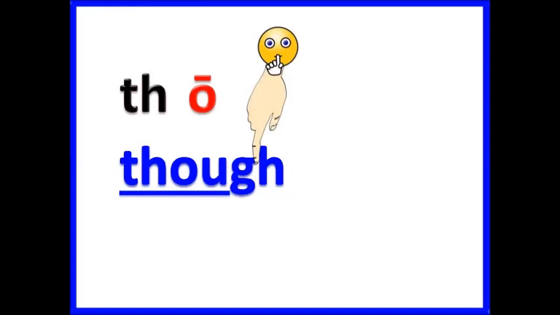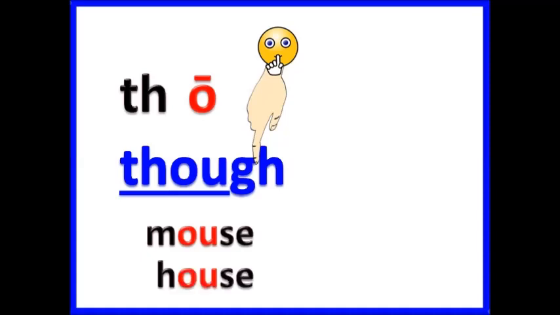Though, th, o, though. GH is silent. OU, normal sound for OU is ow, like in mouse, and house. In this case, the OU is making a long O sound, o. So it's th, o, and GH is silent.